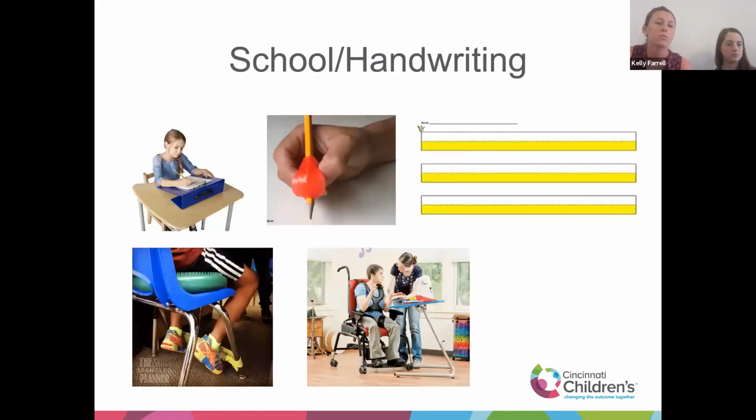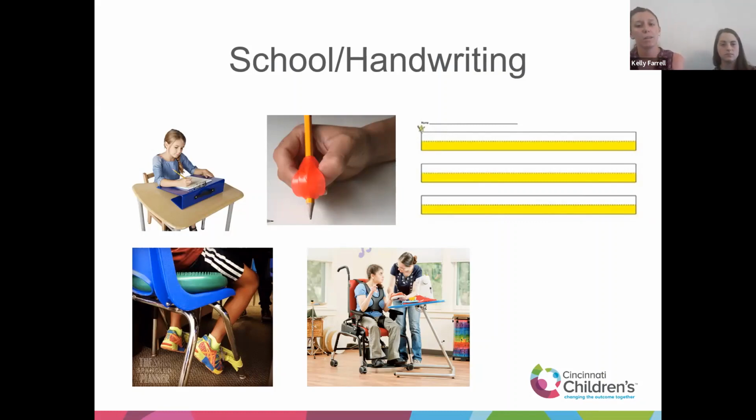So then moving into school and handwriting, we have quite a few here. That first one is going to be called a slant board. And you can see it's the blue thing on the desk that's kind of allowing the paper to be held a little bit closer to the child's face. It really helps them maintain that 90-90 posture. And it's placing their wrist and hand in a good position for that functional grasp. So you can see the wrist is in extension.